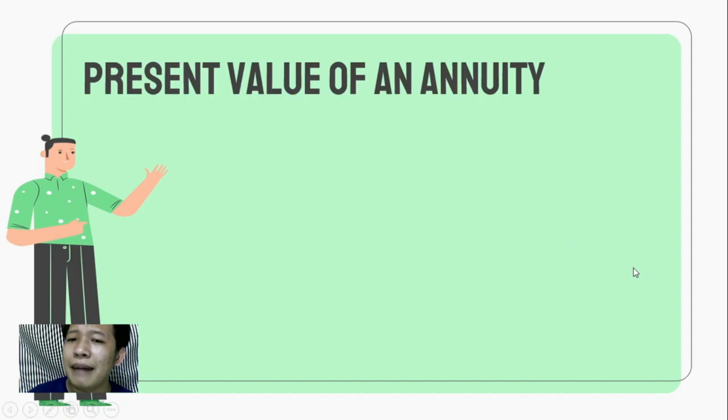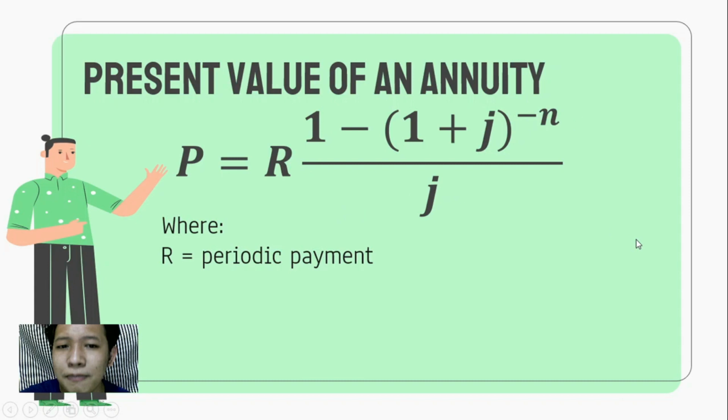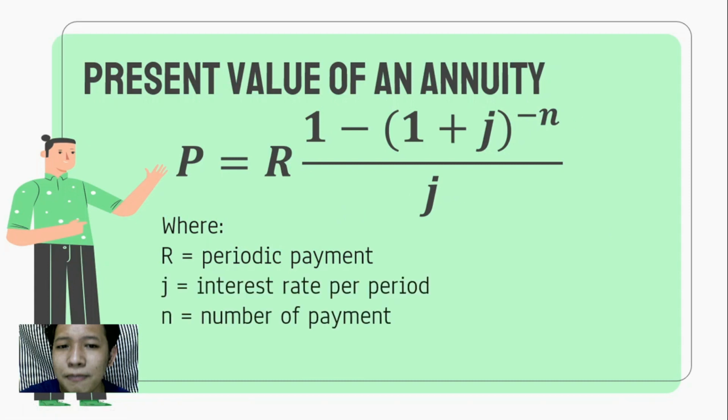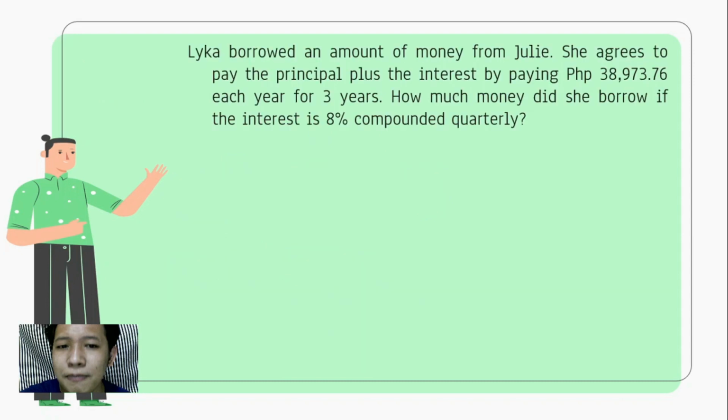So, this example would be all about the present value naman ng general annuity. So, same lang din po. Again, same lang din po ng formula in getting the present value of an annuity. We have R times 1 minus 1 plus J raised to negative N over J. To where R is the periodic payment, J is the interest rate per period, and N is the number of payment. Okay, so suppose we have this one.